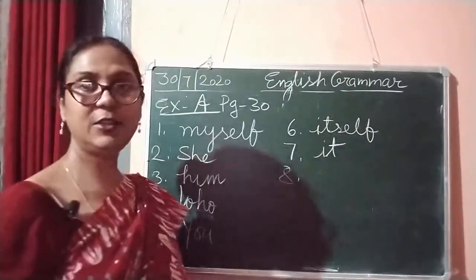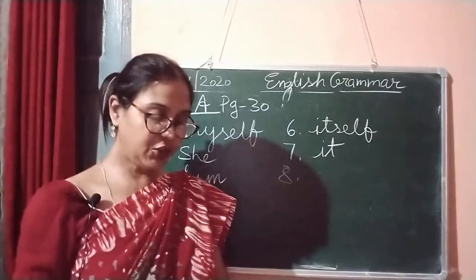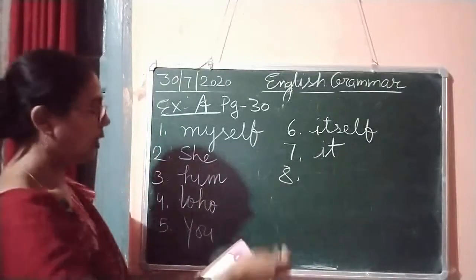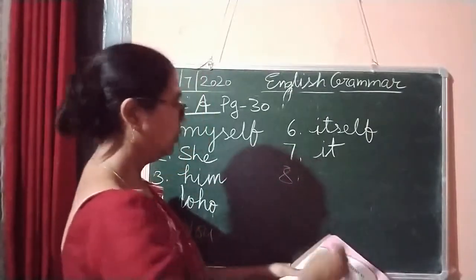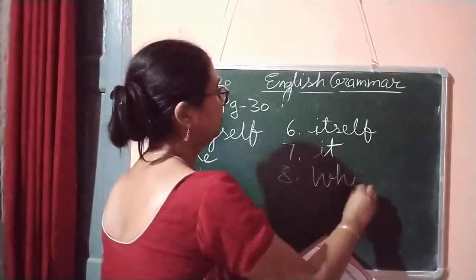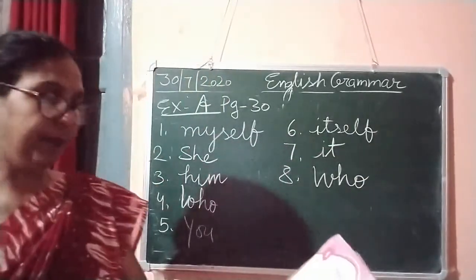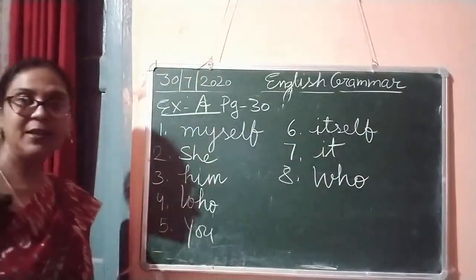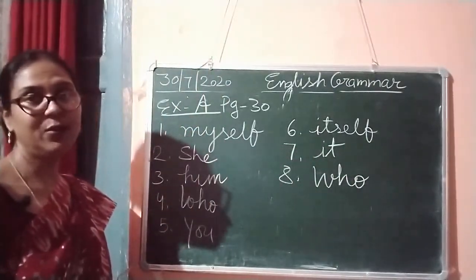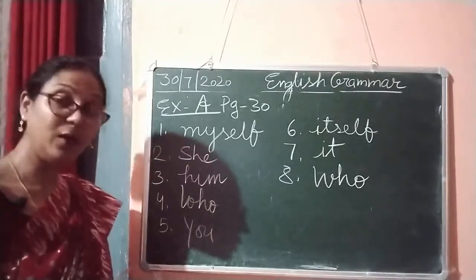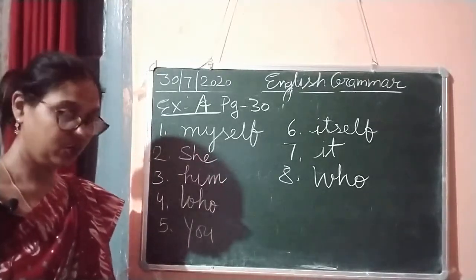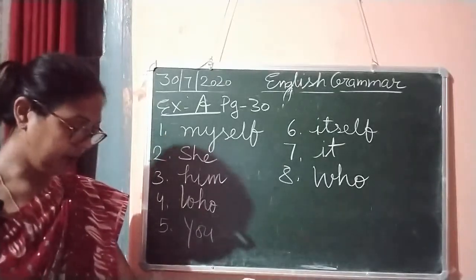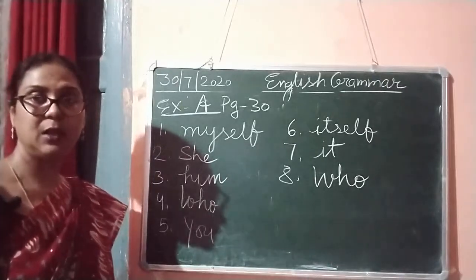In number 8, a dash is the person driving. Here in number 8, we are going to write who. Who is the person driving your bike? Now this way we have completed this exercise. You just write down in your notebook, and we are moving to the next exercise, which we can find on page number 32.